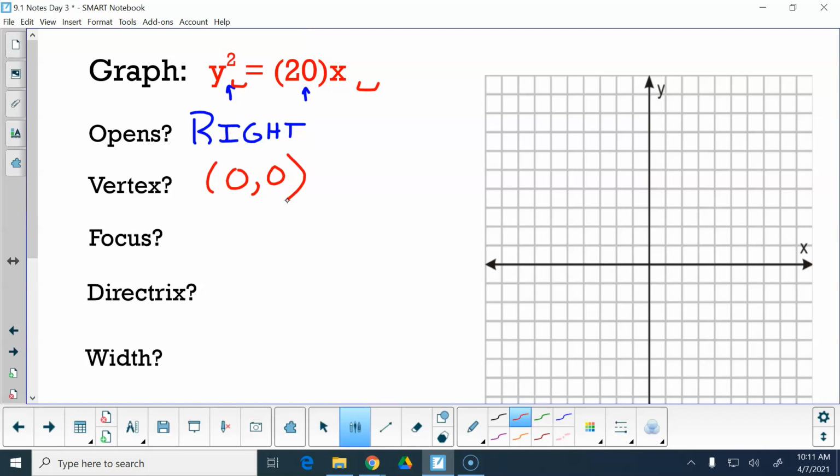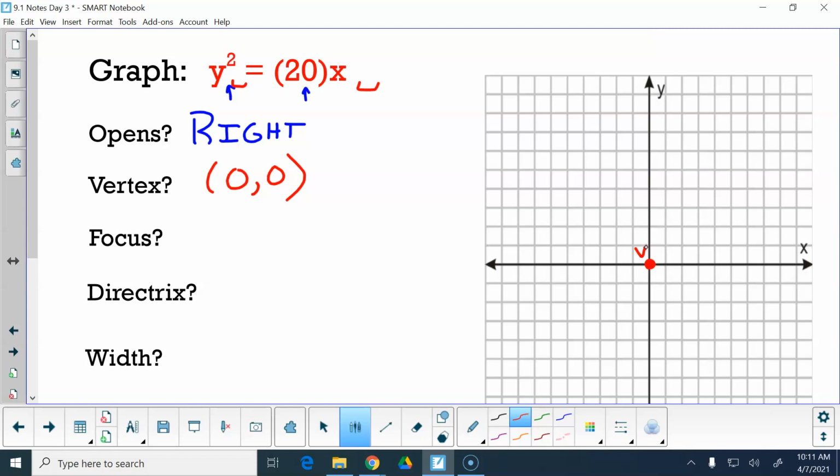So we put that on our graph, and we put a little v by it. I'm going to put my v on the left side because it's going to open to the right, so I don't want to get confused. You thought that there was a method to my madness. There is. Okay?